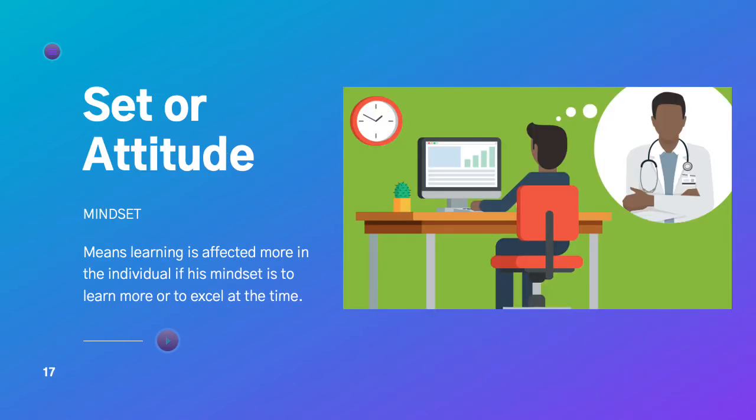Number two, set or attitude. This means learning is affected more in the individual if he is set to learn more or to excel at the time. For example, a medical intern who is set to go into a surgical residency program after graduation will certainly seek to perform well and learn much more during his surgical rotation. His performance in a pediatric rotation might not be as much, since his main goal would just be to pass that pediatric rotation. Thorndike's classic example is the chick, or the small chicken.